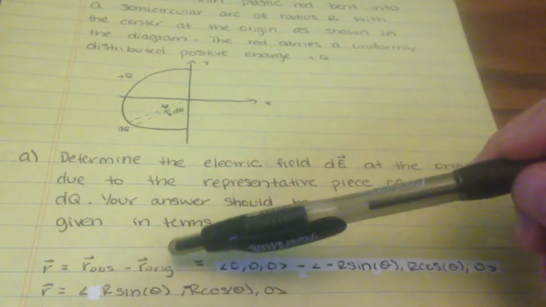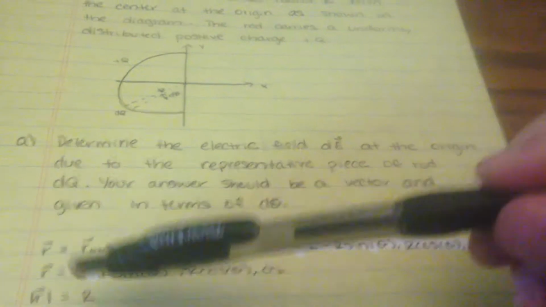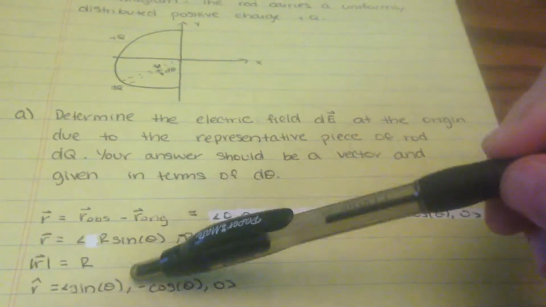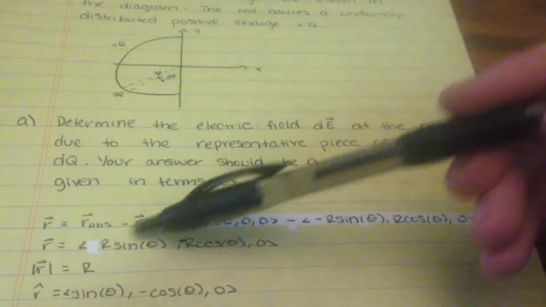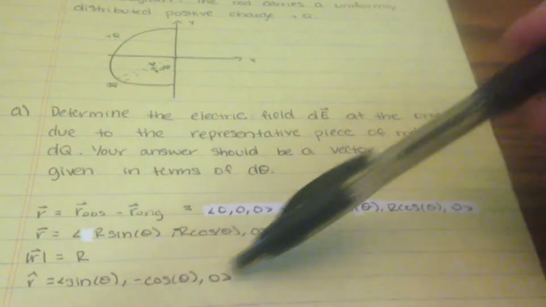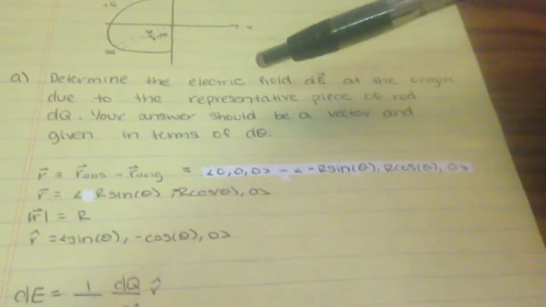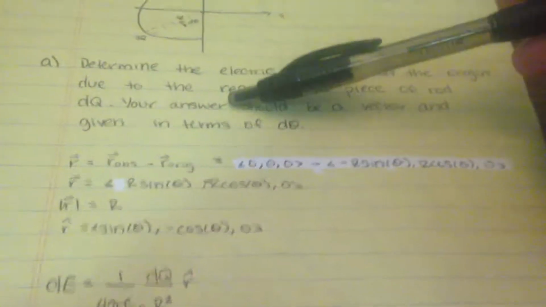So then you find your vector, which is r sine theta, negative r cosine theta. You can find your magnitude, which is just r. And then you can find your unit vector just by dividing these two pieces of the vector by the magnitude. So you get sine theta and negative cosine theta and 0. So you move into the actual formula for dE.